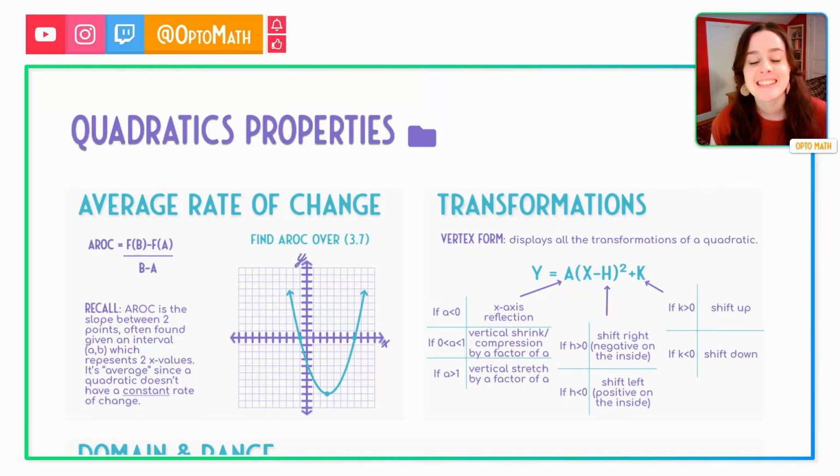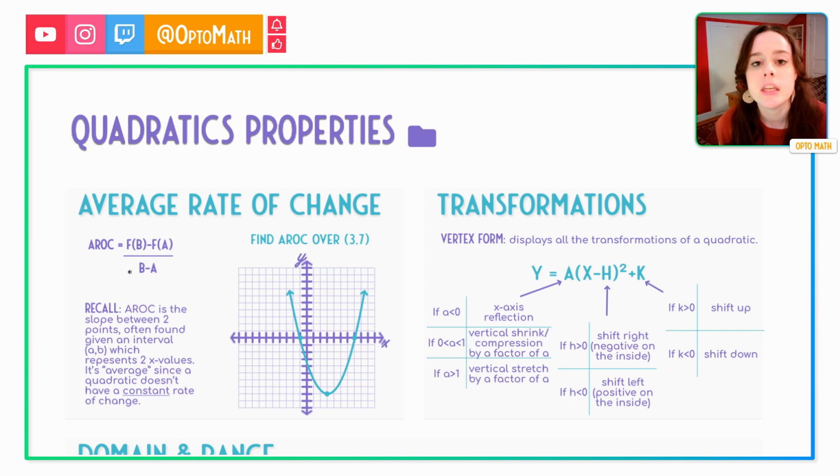Hey Opties! Today we're looking at some properties of quadratics, and it's really just some applications of quadratics that we discussed in our functions unit, but we're just reviewing those specific things for quadratics. The first is average rate of change, or as I like to say, AROC, just for abbreviation.